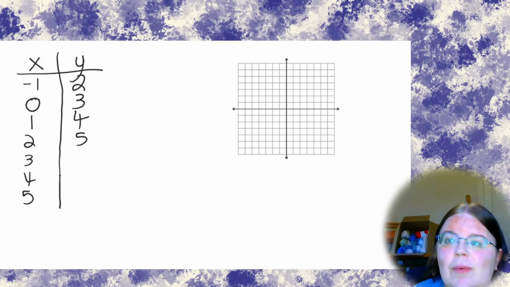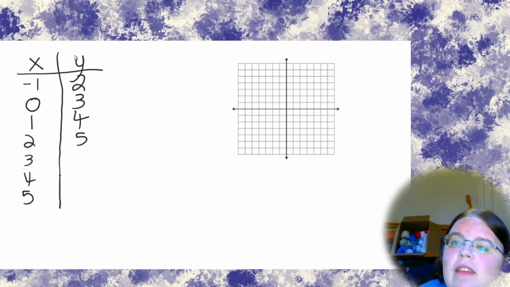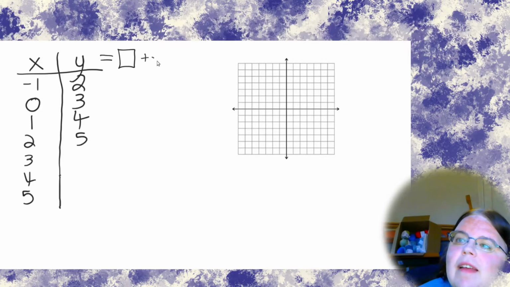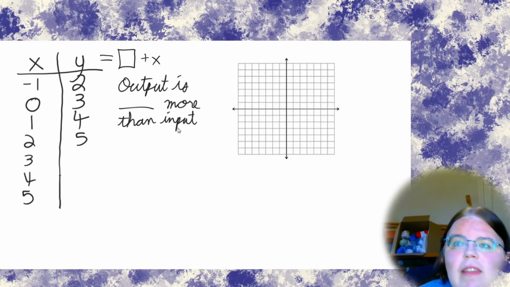just guessing wildly. So I notice that as x increases by 1, y also increases by 1, so there's a fixed distance between x and y. So that tells me that y equals some number plus x. So in other words, we could say that verbally as our output is some fixed amount more than the input. Well, what amount is that though?